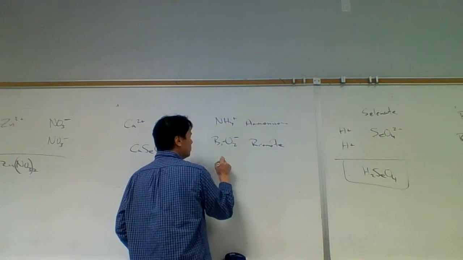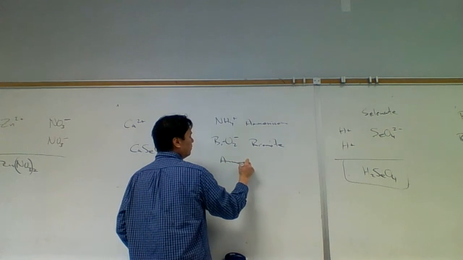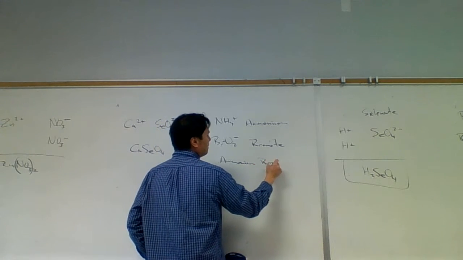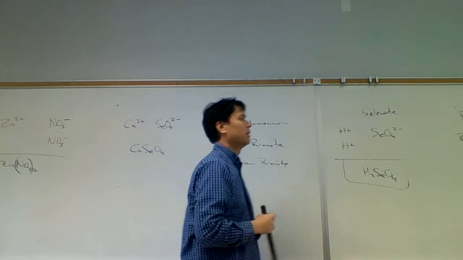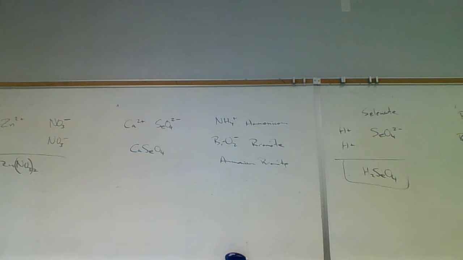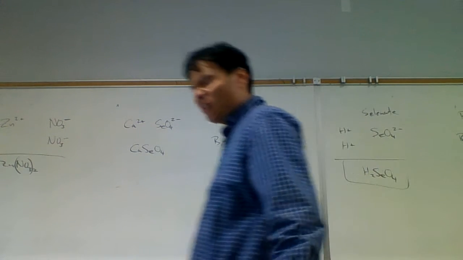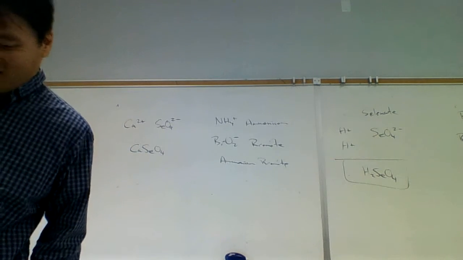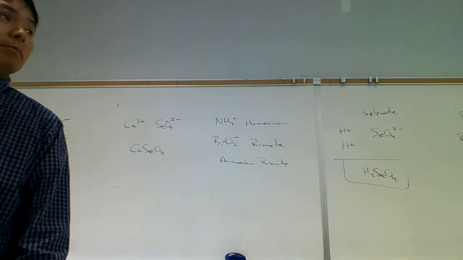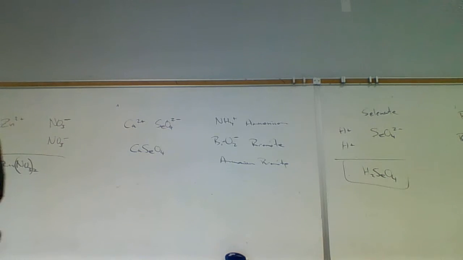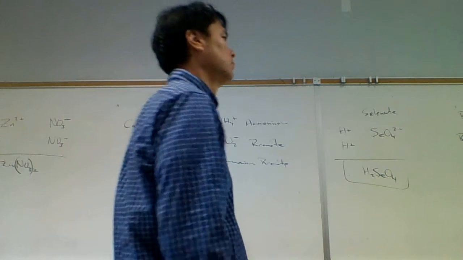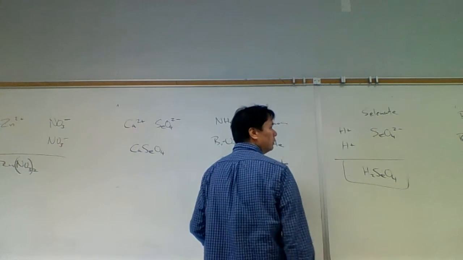Therefore, we call this ammonium bromide. That would be the name of this one. Now, there's more ions, more anions, but these anions are easy to derive. These ones are called acid anions. So let's talk about them.